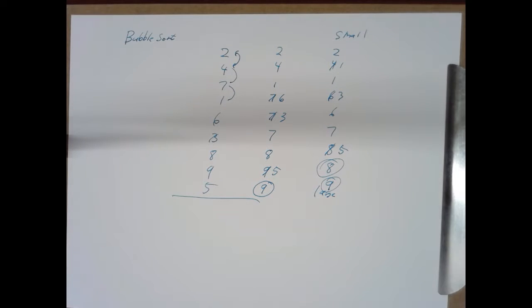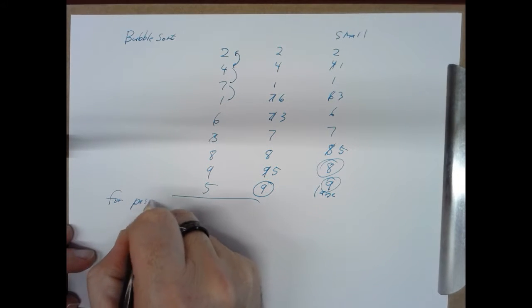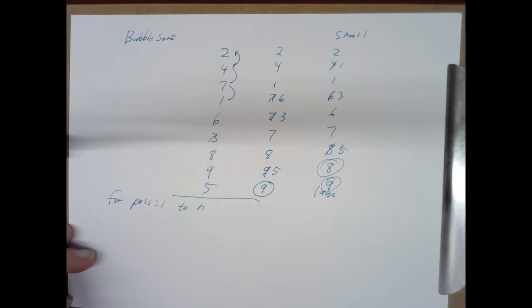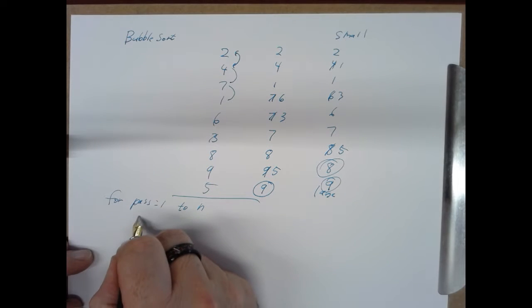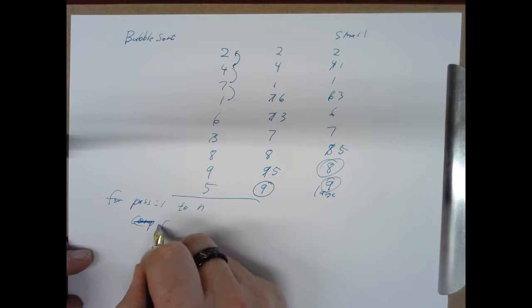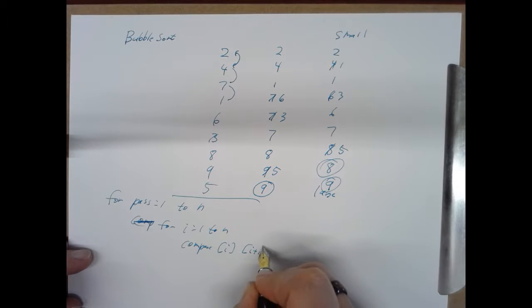You've seen it in 121, we've used it in 224. We don't need to go through all the details of the code, right? But it's a useful sort to think about complexity. So we have something like for pass equals 1 to n, where 1 pass is just doing this operation, right? So we need to go for i equals 1 to n, compare element i with element i plus 1, and potentially swap them.